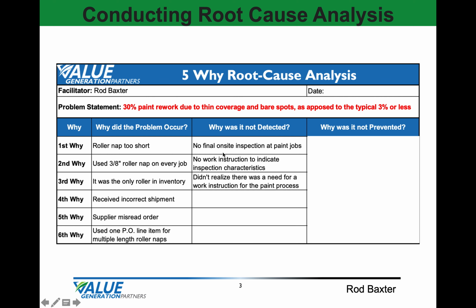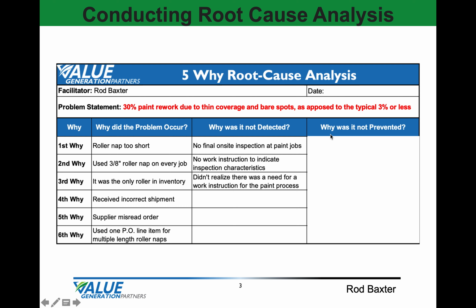We didn't detect it because there's no final on-site inspection at paint jobs. Why? Because there's no work instruction to indicate the inspection characteristics to the painters. And why is that? We didn't realize there was a need for a work instruction for our paint process. Now we can take this forward into the solution phase and put solutions in place to prevent this in the future as well. So that's why it was not detected.